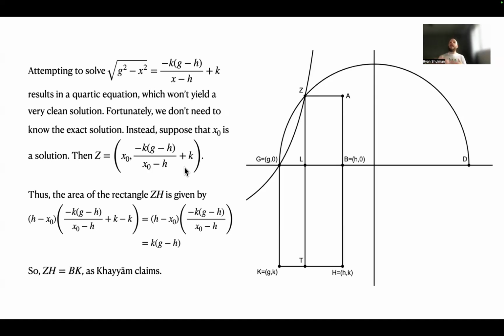So now I've got coordinate points and I can take the area of ZH. Its width here is h minus x naught, and its height is this value at x naught, negative k times (g minus h) all over (x naught minus h) plus k, that's this value right here, minus k. So the plus k and the minus k cancel. Working with this over here, we've got x naught minus h in the bottom. If I factor out a negative here, then the negative in the denominator and numerator cancel, and the bottom becomes h minus x naught, which cancels with this other h minus x naught to give us exactly k times (g minus h), which is what we found the area of BK to be.